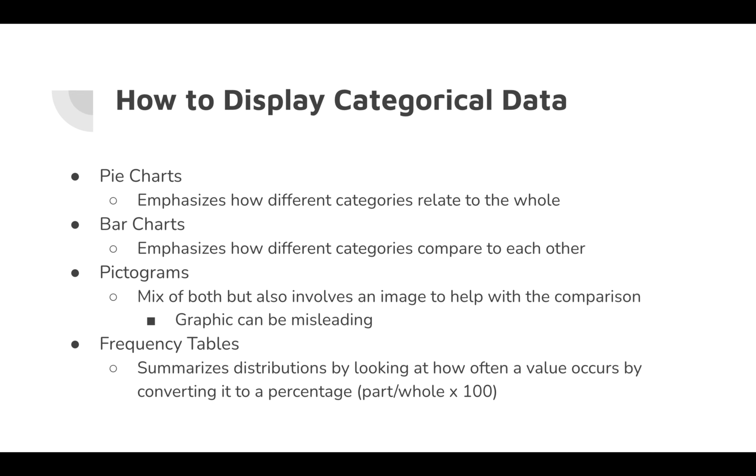The data from categorical variables can best be displayed in pie charts, bar charts, pictograms, and frequency tables, because we can only keep track of how often a categorical variable occurs on a particular value. Here I would quickly like to point out that pictograms can be misleading due to the graphics involved, so always look at the actual data before making an assumption based off of it.